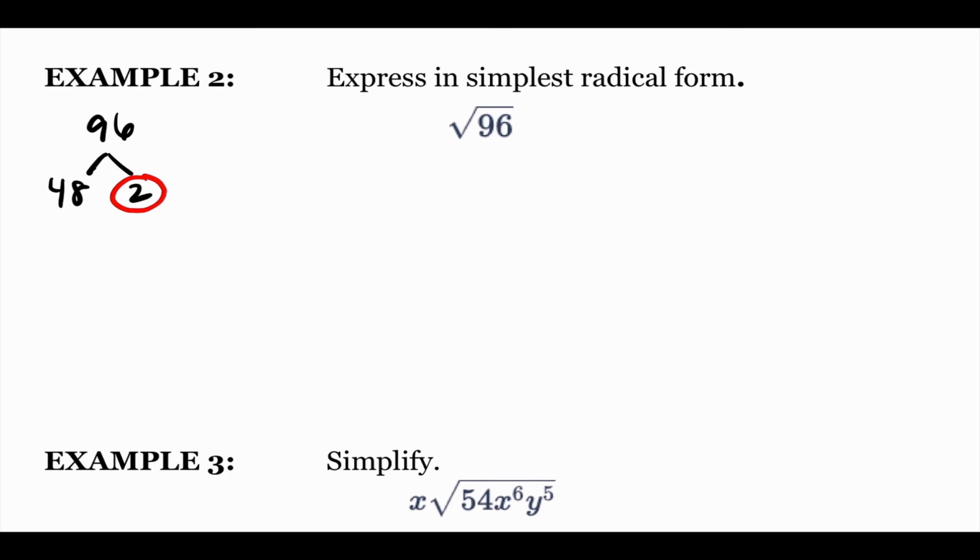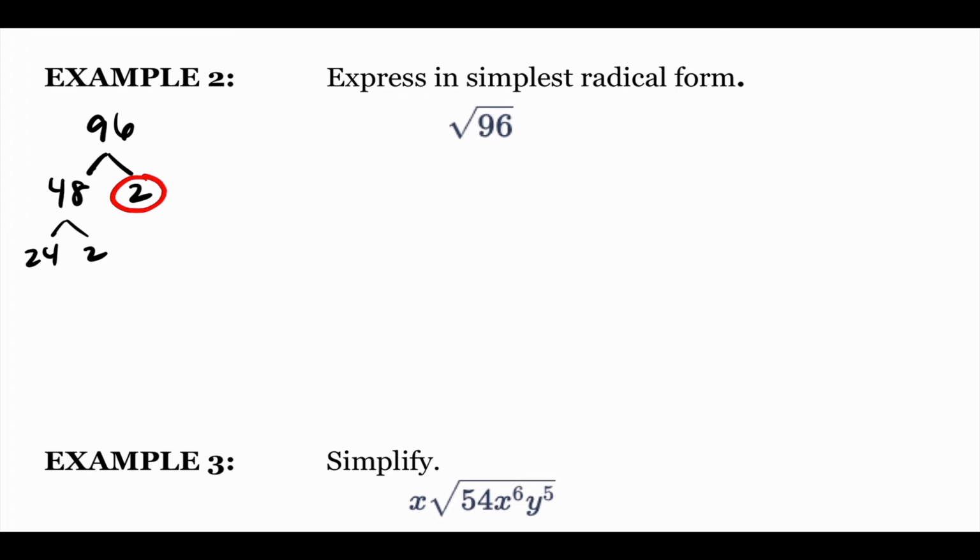So I started with 48 and 2. You don't have to start with 48 and 2. You can start with 12 and 8. You can start with 24 and 4. There's lots of things to start with, but you'll always end up with the same number circle. So if I break down 48, again, there's a couple different ways to break down 48. It doesn't matter which ones you use.